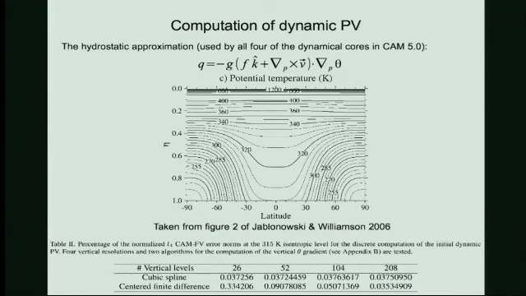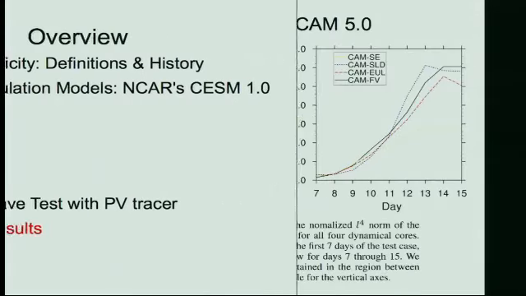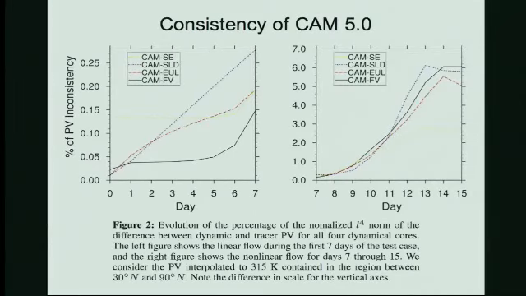And that's just because, at the time, that seemed the natural way to do it. So now if we move on to the results, and unfortunately, I think you can't see one of them as well. This is the percentage, not the actual error, of the inconsistency between the dynamic and the tracer PV. So I broke this up into the first 7 days, basically when the flow is pretty linear, and the wave is just barely developing.